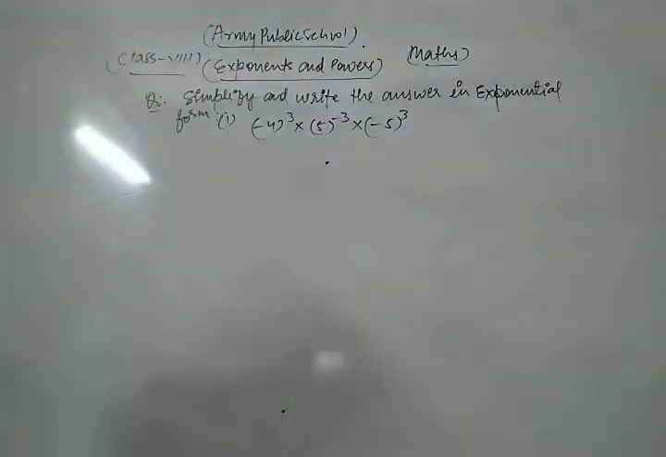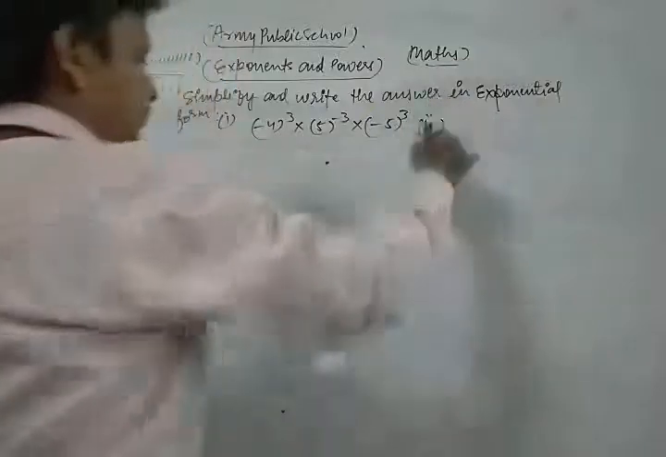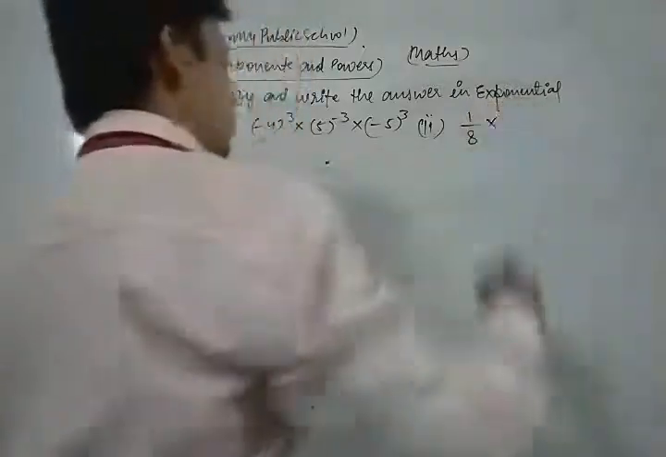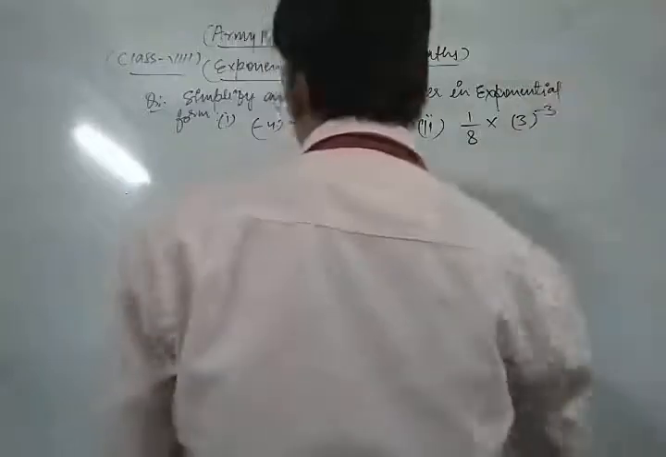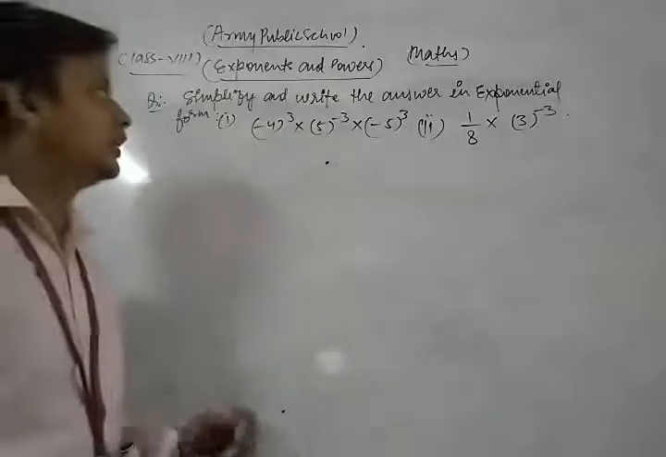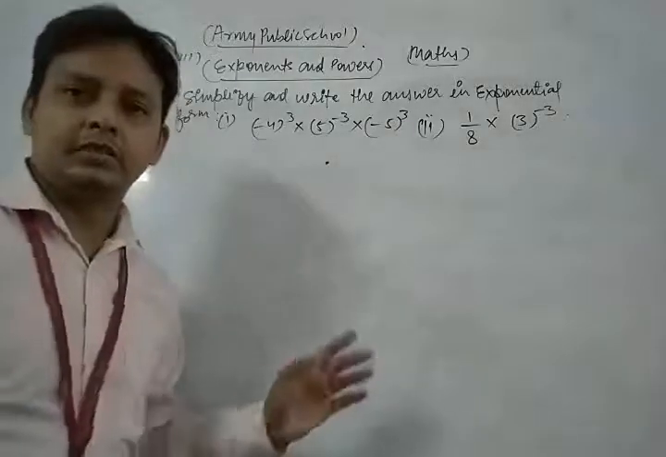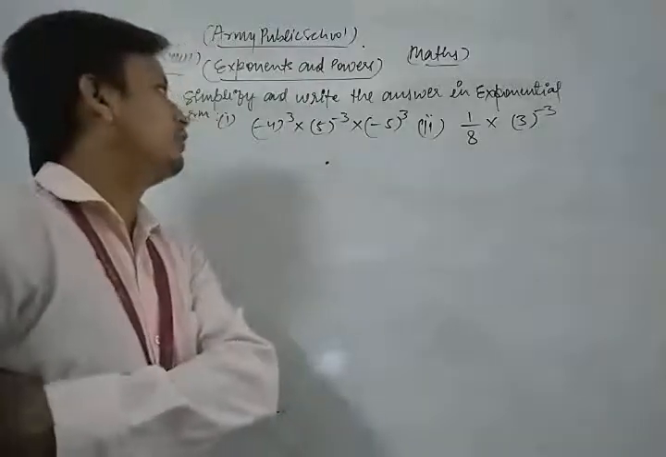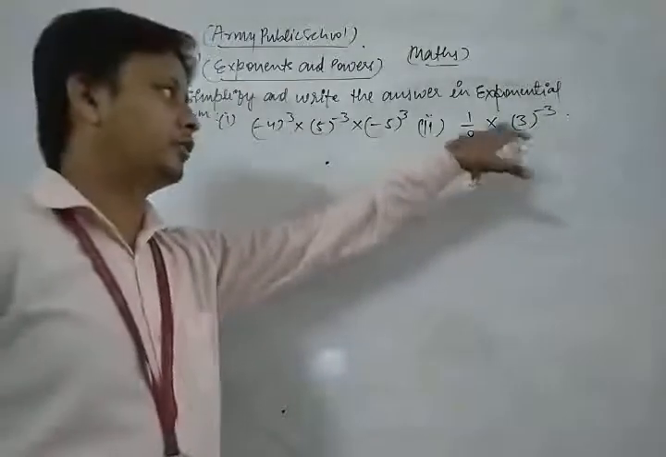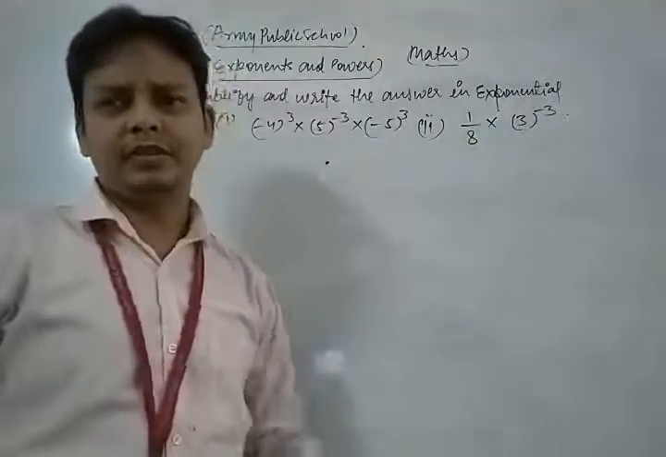And the next one is 1 upon 8 into 3 power minus 3. So this is the question: simplify and write the answer in exponential form. The first one is minus 4 to the power 3, 5 to the power minus 3, minus 5 to the power 3, and the second one is 1 upon 8, and then 3 power minus 3. So let's see its solution. This is a very easy question.